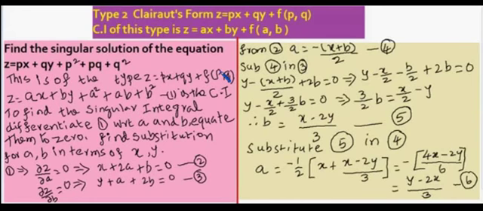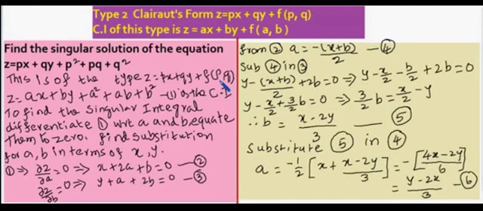If Clairaut's form is given, you just replace p by a and q by b, and you get the complementary integral. And after arriving at the complementary integral, you need to differentiate the integral with respect to a and b and equate them to 0. Find the values of a and b, and then substitute to get the singular integral. Now differentiate equation 1 with respect to a and equate it to 0.